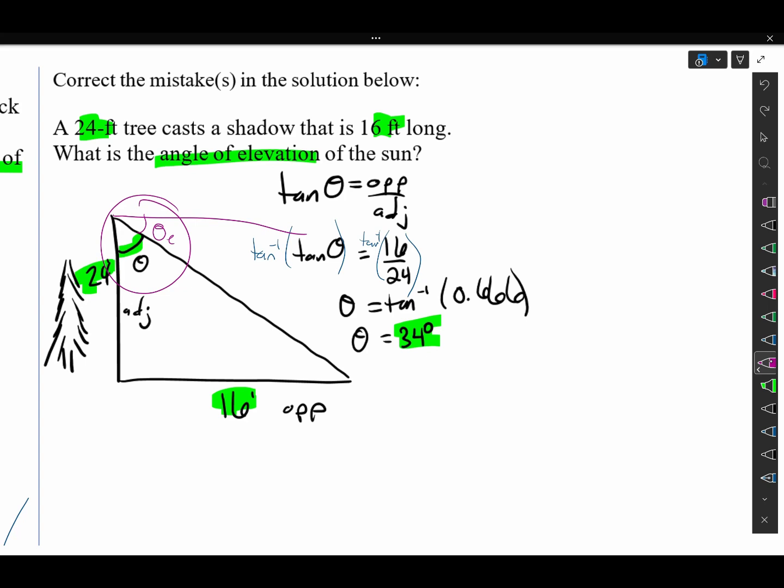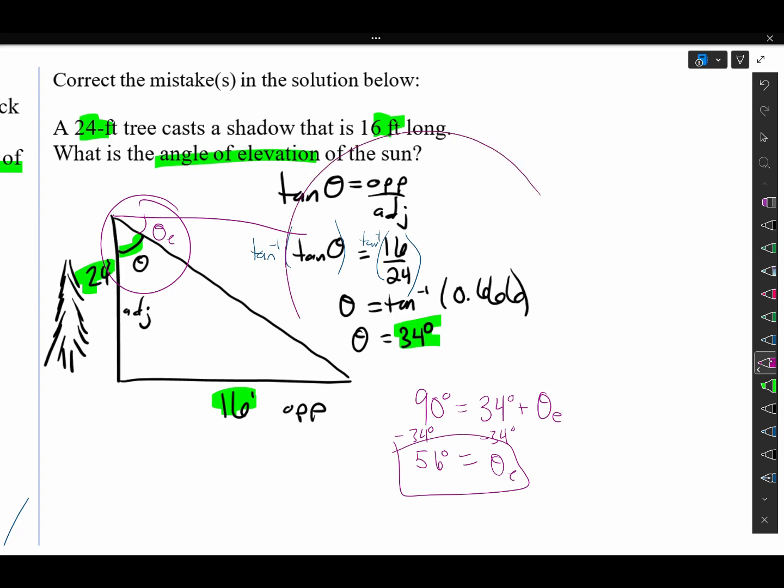So if we know they add up to 90 degrees, then I know that 90 degrees is equal to 34 degrees plus, we'll call it angle of elevation right here. That means I can subtract 34 degrees from both sides. Nice and easy. I'm working with my angle of elevation is something like 56 degrees.